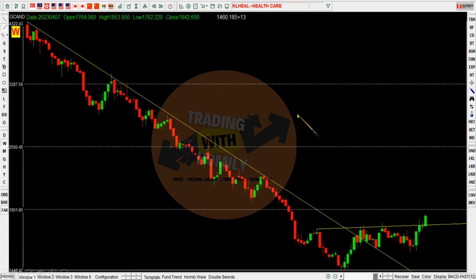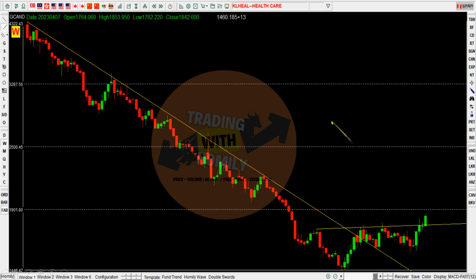And what's more, from the weekly chart, we can say the price has already broken the downtrend line. Okay, what's more, we can say this is a kind of head and shoulders. So we can say the price also broke the neckline. So that means the healthcare index is now in the strong area.